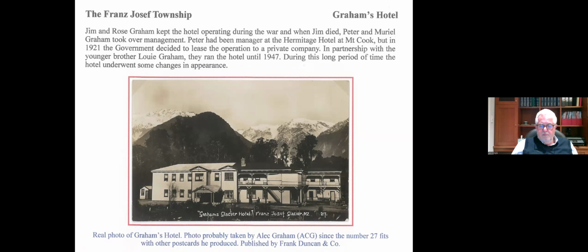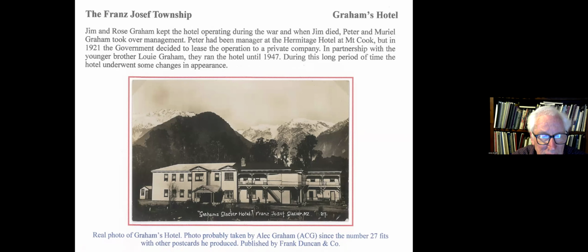And this is another view of the Glacier Hotel. It's called Graham's Glacier Hotel. This one's number 27. I know from having a number of these real photo postcards that these numbers mean that they were produced by Alec Graham, ACG. It's number 27. I know that because I've got other numbers around it. These were all published by Frank Duncan, who bought up images from practically every photographer in New Zealand over a period of time until they had thousands and thousands of images.